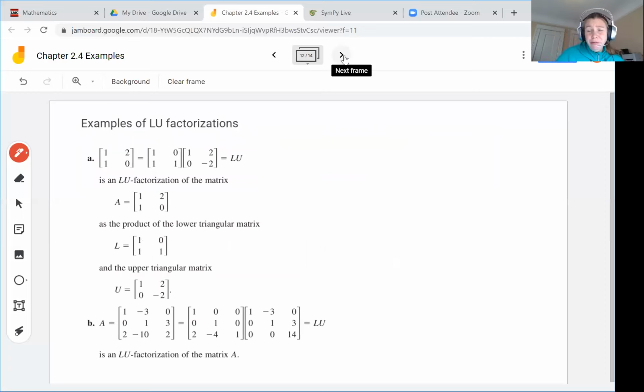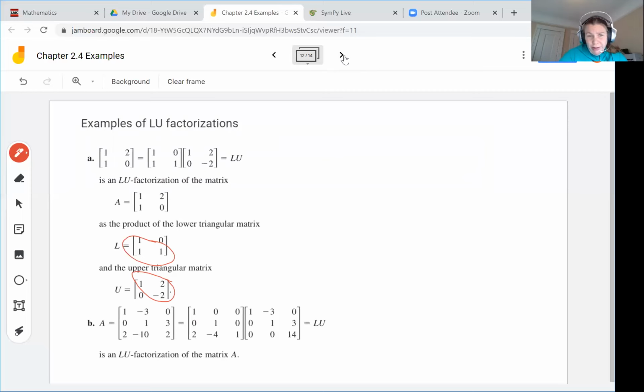Here are a couple examples of LU factorizations. Example A is a 2 by 2 matrix. And here you see we can break it down into this matrix with ones on the diagonal and one in the 2-1 position, and multiply that by the matrix with a 1 and -2 on the diagonal and a 2 in the 2-2 position. So that's the product of these lower triangular matrices right here, with 1, 1, 1 on the lower part and the upper triangular matrix here.